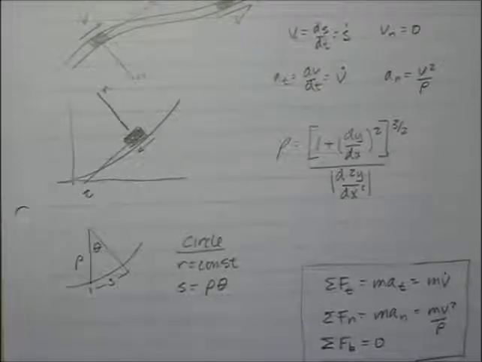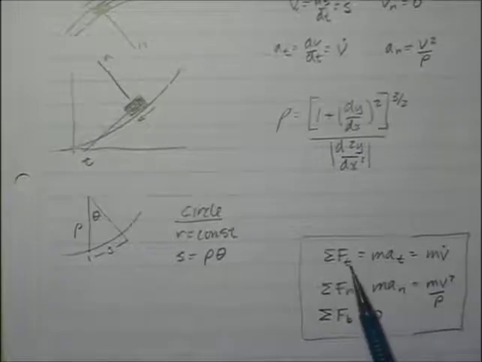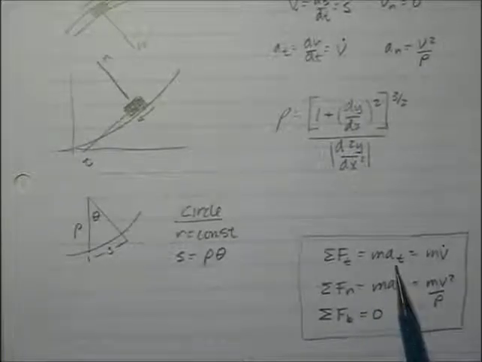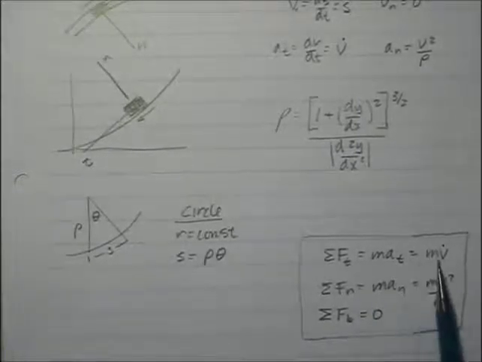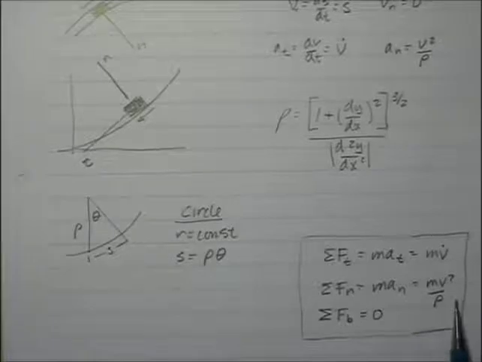And now, the equations of motion for the NTB coordinate system are that the sum of the forces in the tangential direction is mass times acceleration in the tangential direction, which is m v dot. The sum of the forces in the normal direction is mass times acceleration in the normal direction, which is m v squared over rho. Now, the sum of the forces in the b direction.